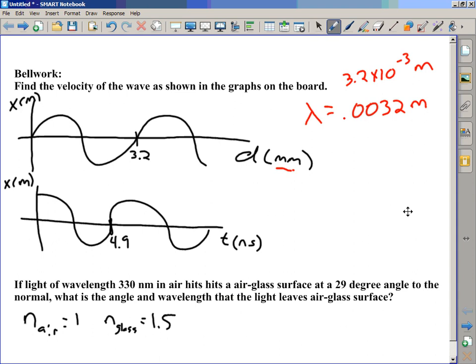Period. Now, period might be a little tough here because I don't show you the period on this graph, right? I show you what 3/4 of the wave is. I show you that 0.75 is to 4.9 as 1 is to x. Does that make sense to everybody? I'm going to set up a ratio to solve for the whole period.